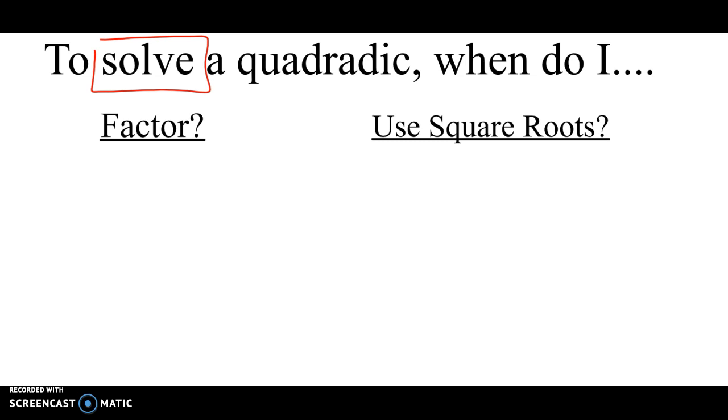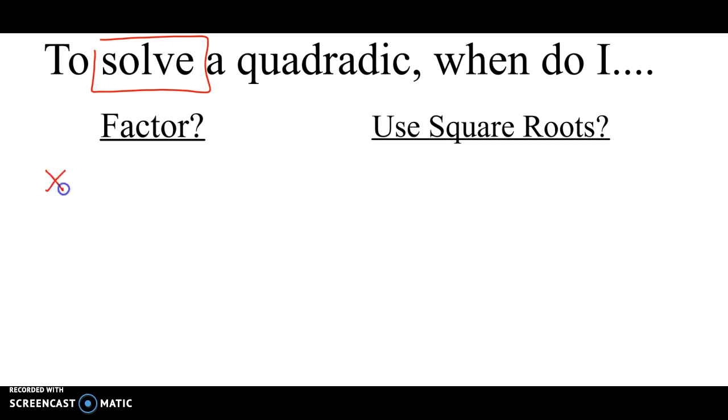Yeah, close. You're on the right track. Avery, if you have more than one x. Not quite. If you usually have more than one x, a squared x and an x. Correct. There it is. If there's an x term.